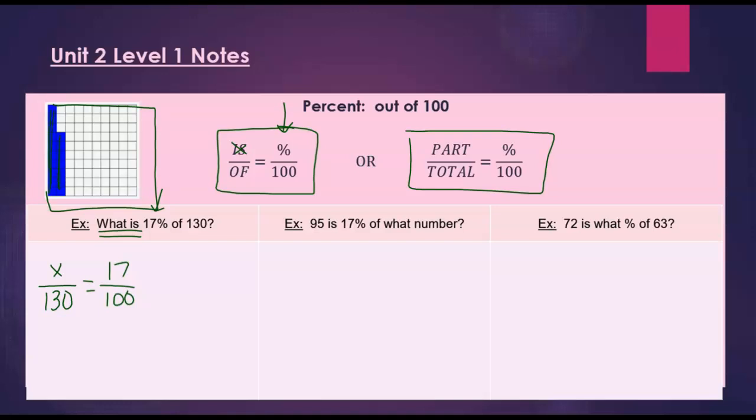So if I increase the squares of 100 to 130 instead of 17, how many squares would be shaded out of that 130? So cross multiply, 100 times x is 100x. 17 times 130 is 2,210. Divide by 100, we get 22.1.